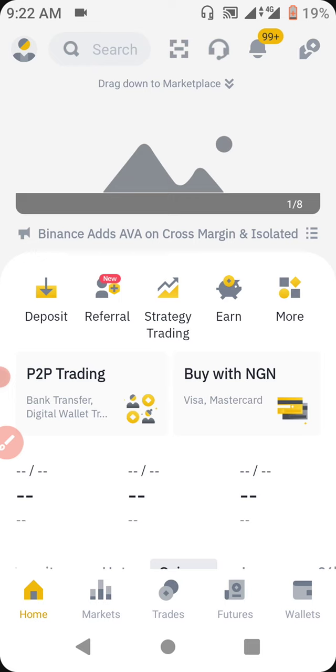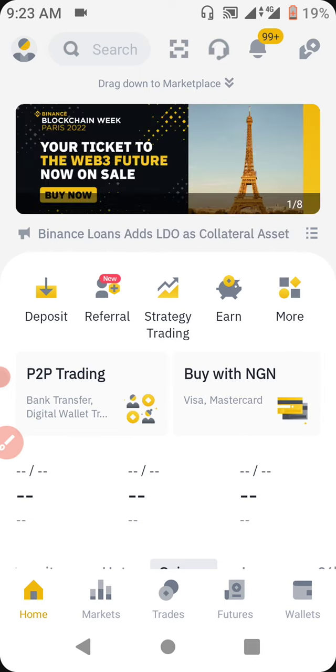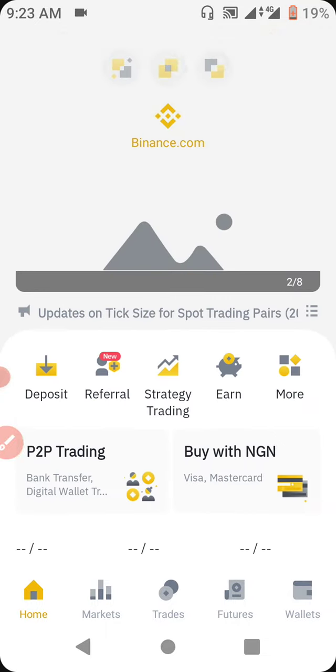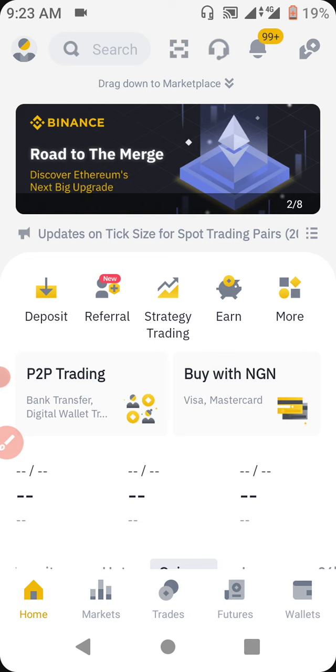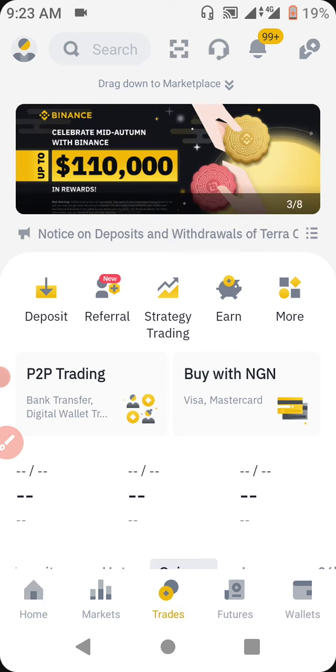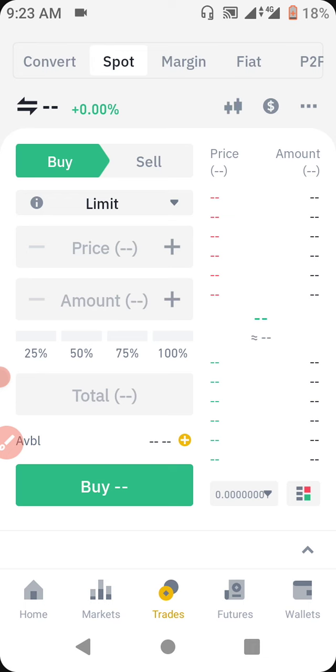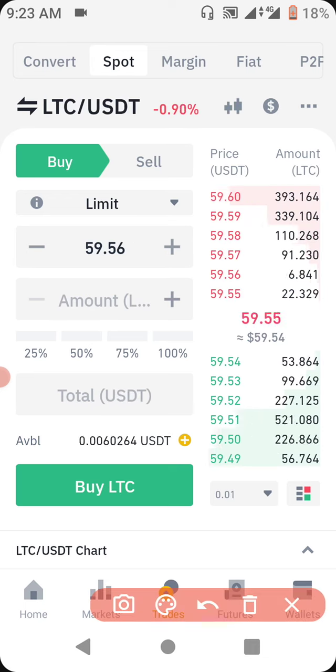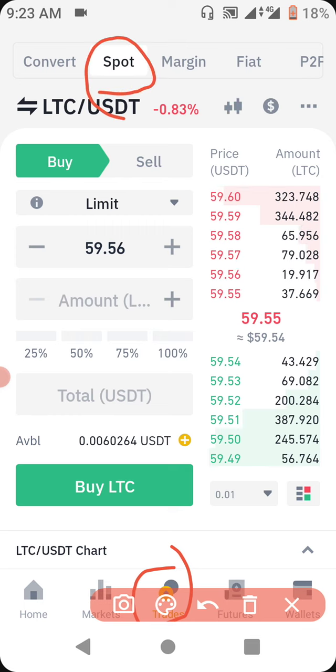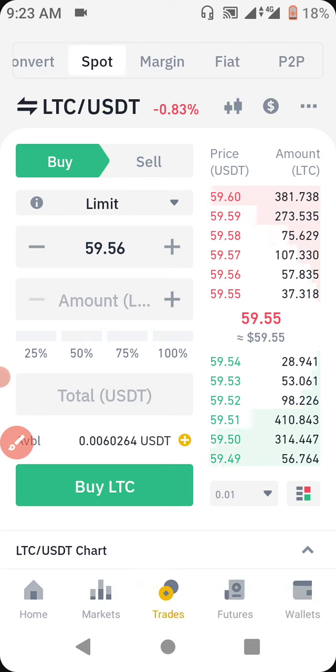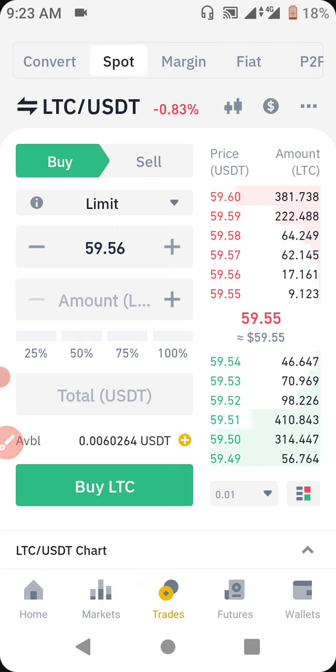Now I'm on my Binance app. And there are two major ways you can do this to make profit. The first way is let's go to spot. Let's go to trades. When you go to trades over here, you can see the spot option. There are four or more ways to do that: convert, spot, margin, fiat, and P2P.